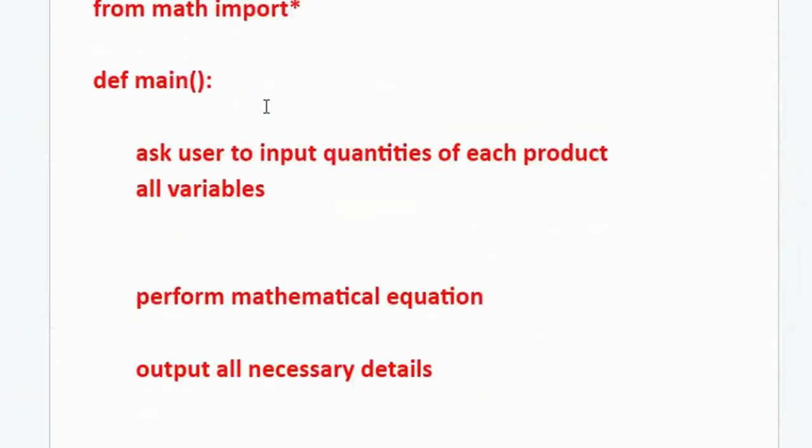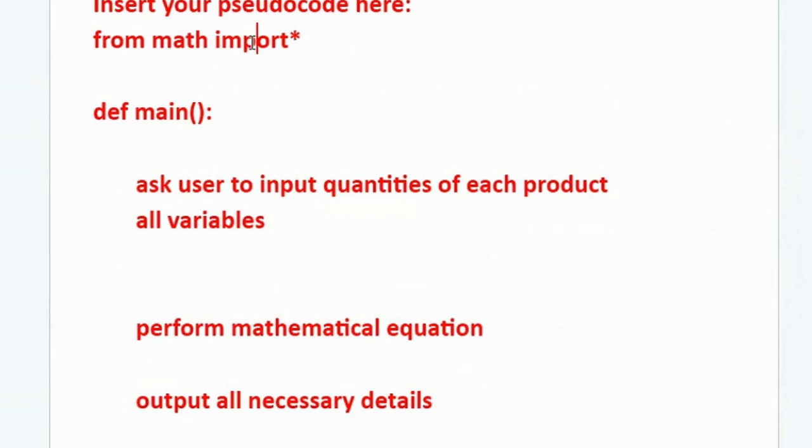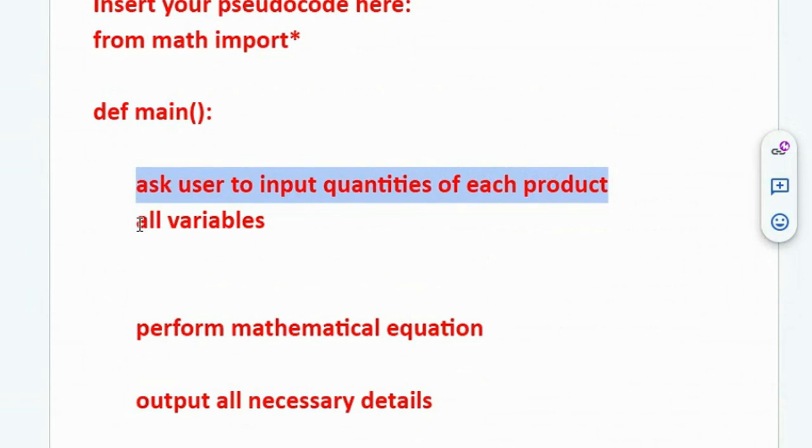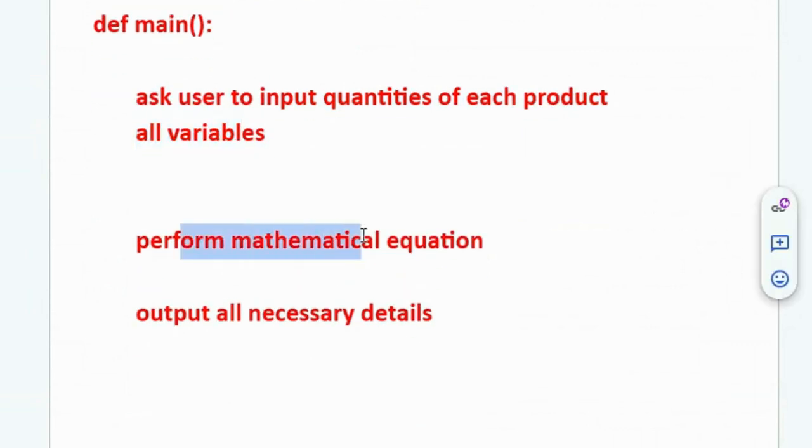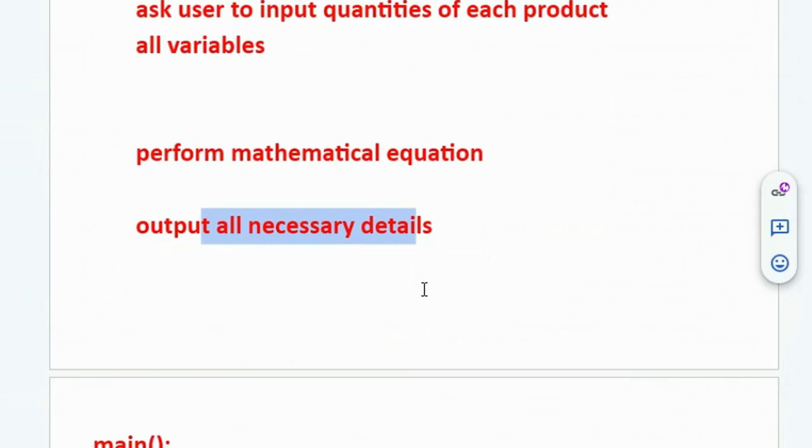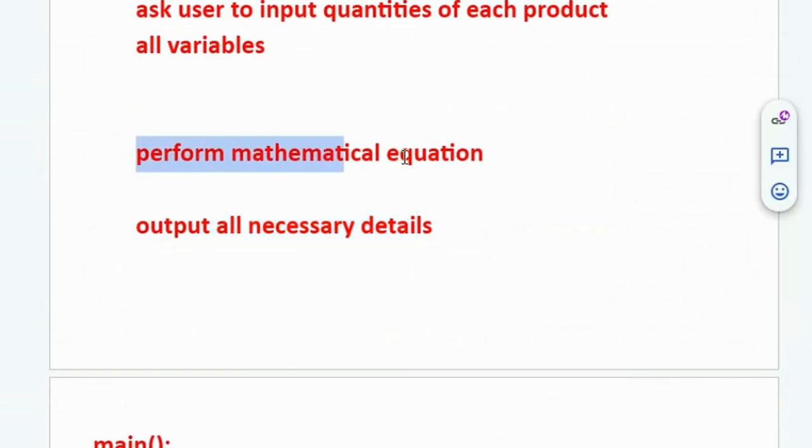So, pseudocode, we'll do some math. Ask user to input quantities of each product. All variables, perform math equations, output all necessary details. On your pseudocode, you really should list what equations you're doing. You should say a total would be adding up the items. Tax would be the subtotal times 6.5%.